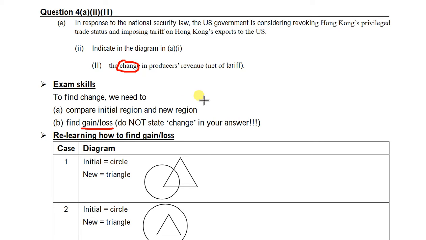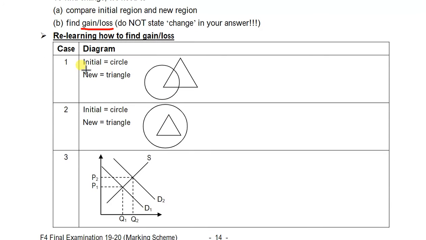And I figured out that many of you didn't know how to find out the change in the examination. Let me reteach you how to find out the change, that means the gain or the loss. Let me go to case 1 here. This is just for kindergarten students to do. If initially we have the circle, now we have the triangle. Can you figure out which part is the gain and which part is the loss?